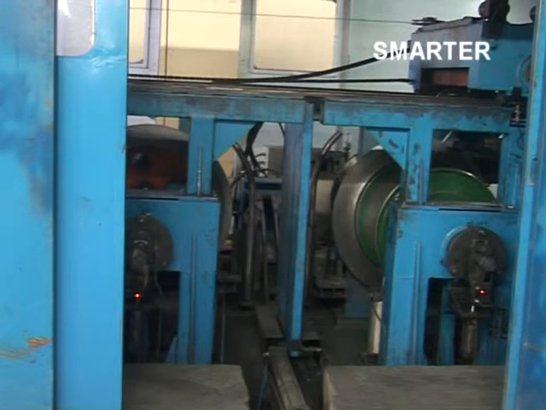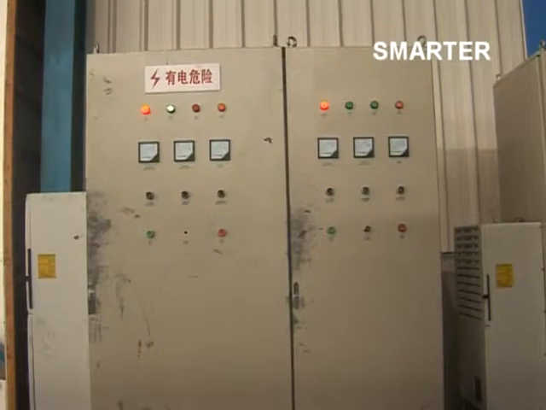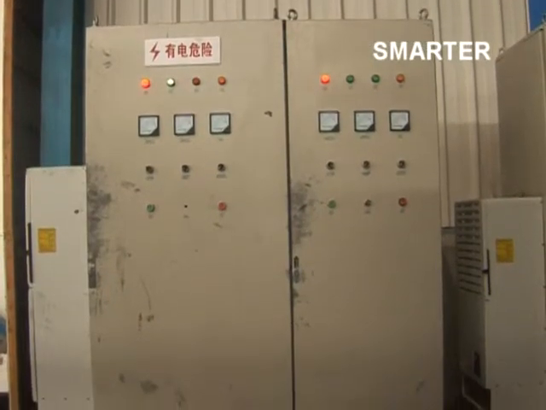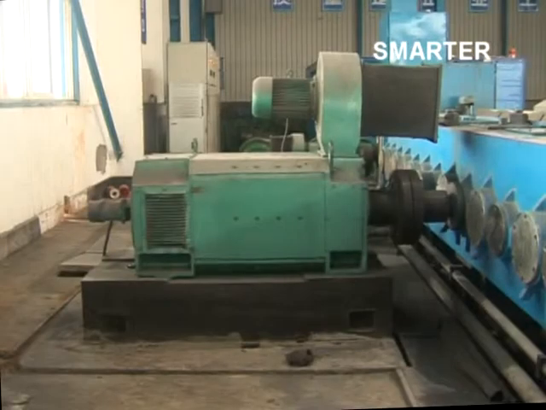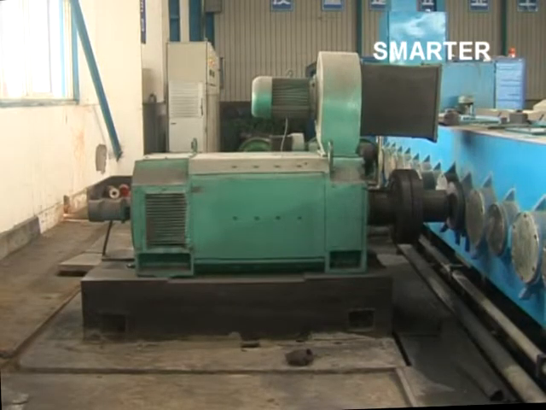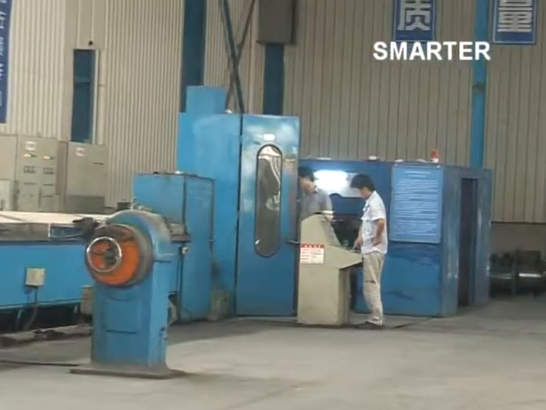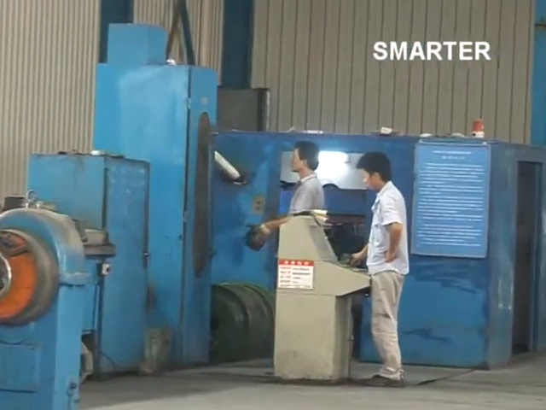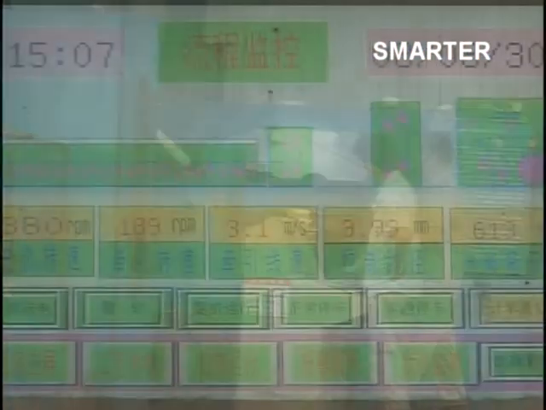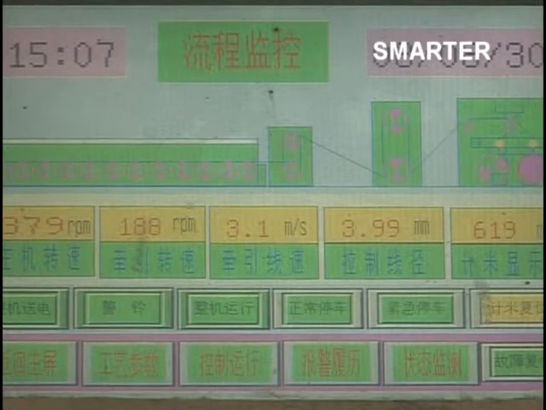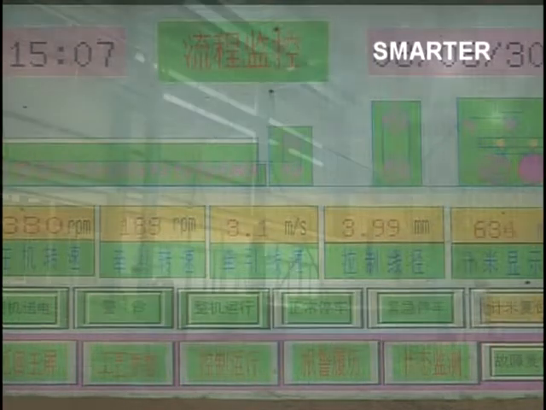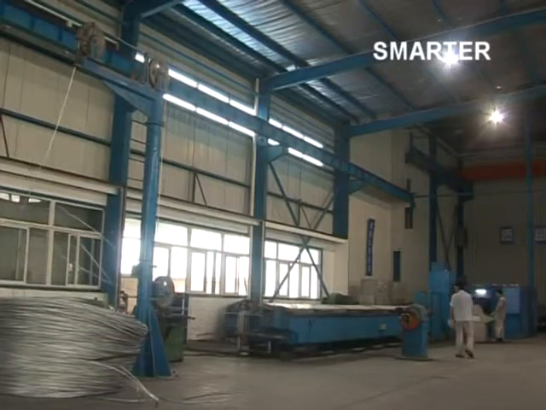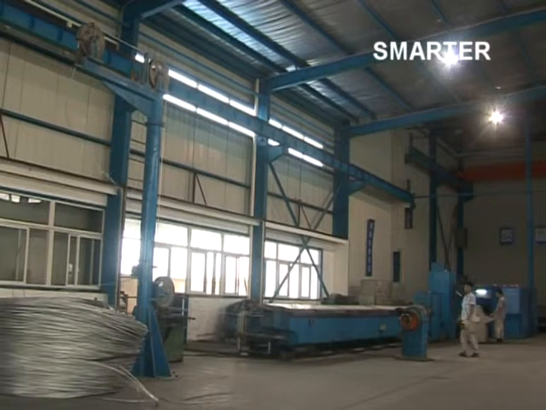LHD L450 13 dies rod breakdown machine also has advanced electric control system. The DC motors are controlled by Euro DC drivers, while the AC driver is of Danfoss, Denmark, or Siemens, Germany. The whole line is handled by PLC and touchscreen and linked by Profibus. The parameters can be set, modified, and displayed as well as fault indication.